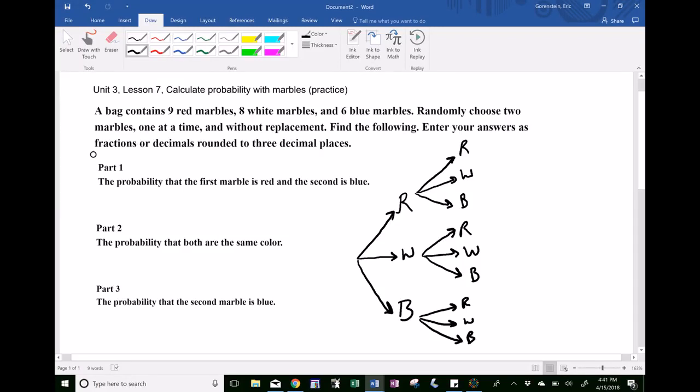Here in this problem, we're dealing with marbles in a bag, but the most important thing as you read through the problem is this, let me highlight this in yellow: randomly choosing two marbles one at a time. So that's the key, one at a time, and without replacement is important as well. But the fact that we're looking at the probability of a sequence of two things happening one after another tells us that we're using the multiplication rule of probability.